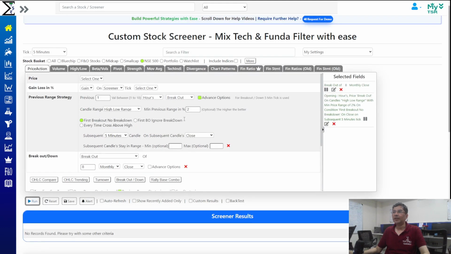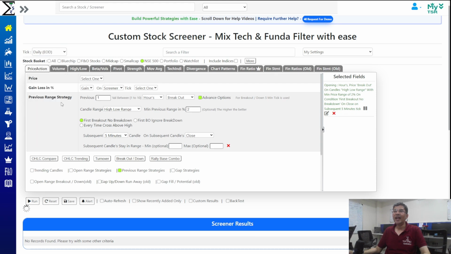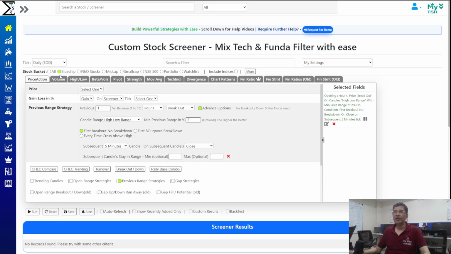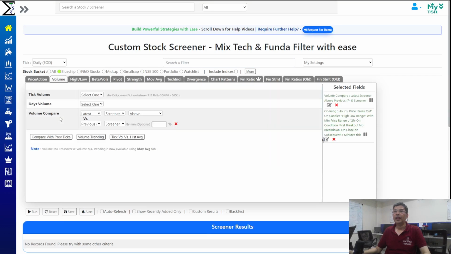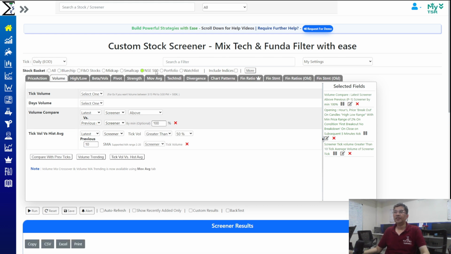Obviously, as expected, there were not too many stocks. Maybe we'll put 4. Okay, there are no stocks meeting this criteria. But what you can do is set this to, let's say, daily, where today the breakout is happening, and it is happening with good volume, right? So the breakout is happening with double the volume of the previous day, or more than 50% of the last 10 days' volume. That might yield some results.